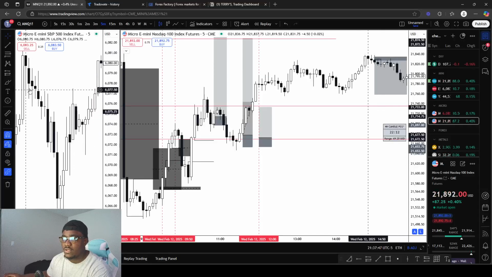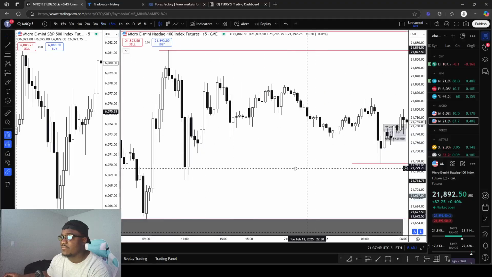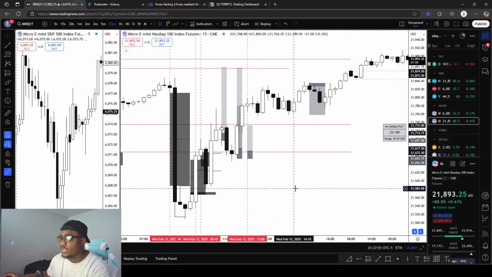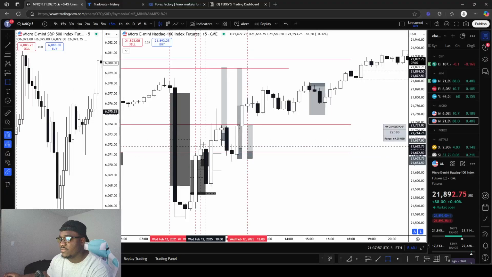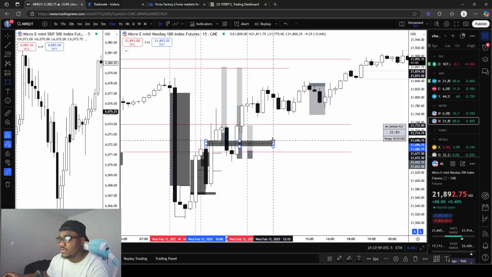Matter of fact, I don't. Nasdaq came into this 15-minute imbalance right here. That's what it was. That's why my device goes up early. It came into this 15-minute imbalance right here. But normally, I always wait for 5 minute validation and confirmation.